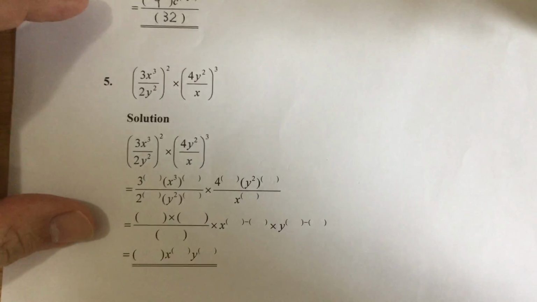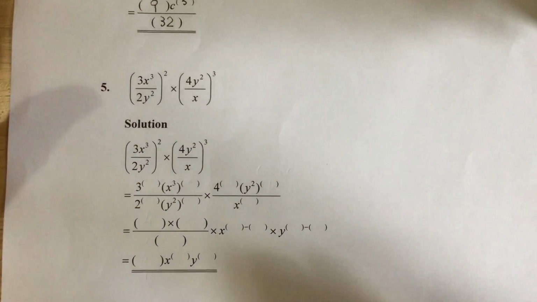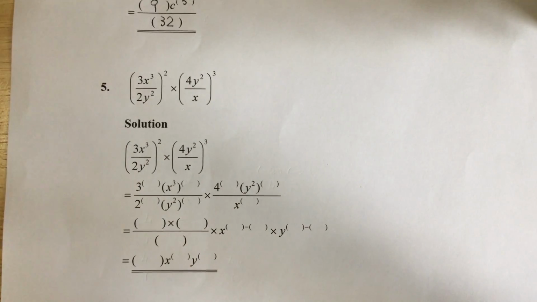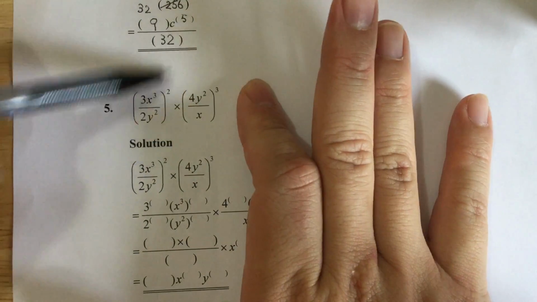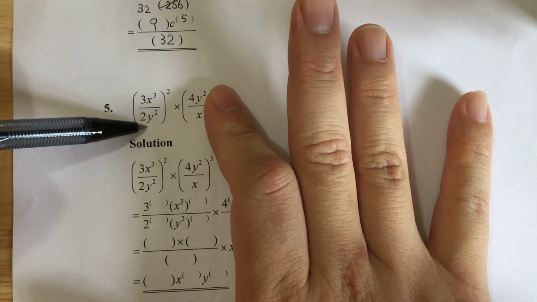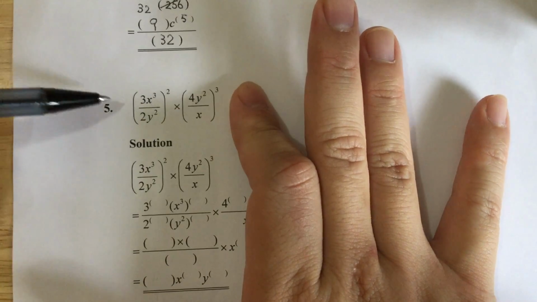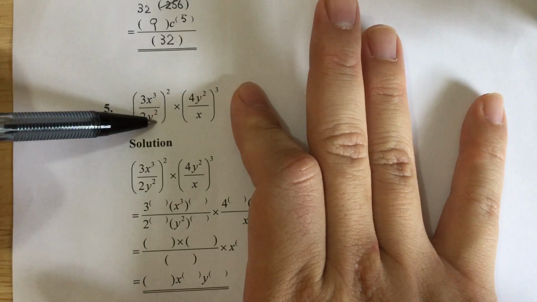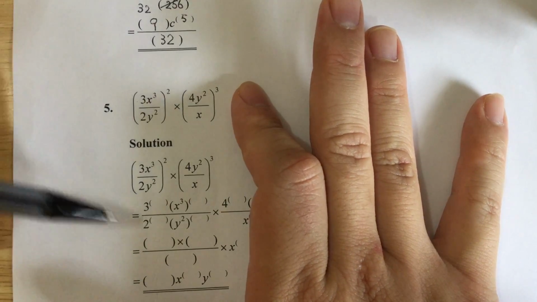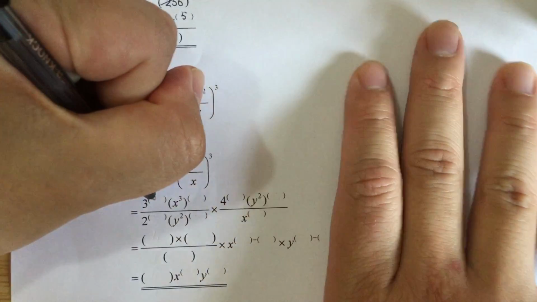Okay, now we will go to question 5. This is the last part, and this one is horrible because we have 4 of them. So we will do it one by one. Let's not look at the one at the back. We'll only look at this one. You'll find a square here, and you have 4 things here: 3x cubed and 2y squared. With the power 2, we place it on all 4 of them, one by one.